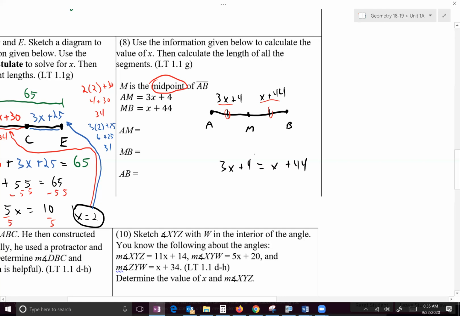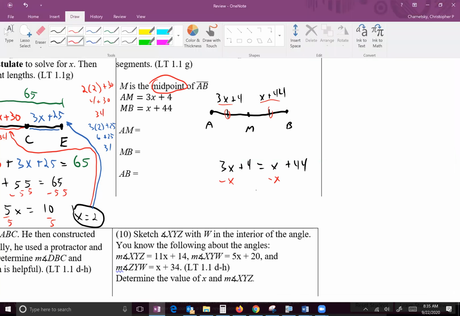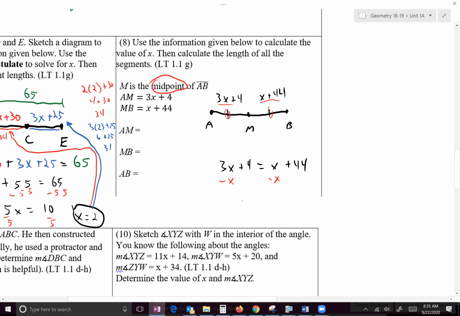Now there's no common terms to collect on either side. So that means that we do actually have to subtract or add accordingly. So there's lots of choices to start. I like to move the smaller x's first. So I like to subtract the smaller x's, keep things positive. So I'm going to do that, subtract x both sides. So now I've got 2x plus 4 equals 44.